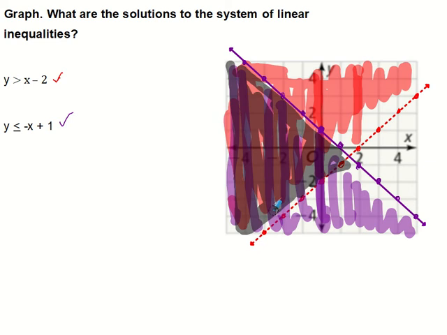So that's my solution. That's because this space doesn't make the purple line true, and this space doesn't make the red line true. And so the only area that actually makes them both true would be this line and everything in between the two lines. Okay, and this line's included because it's an equal to. This one is not included because it's not equal to.